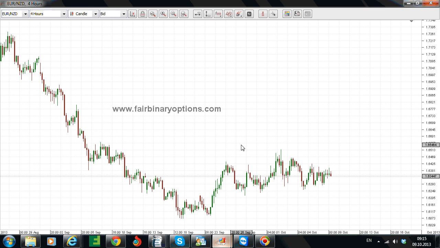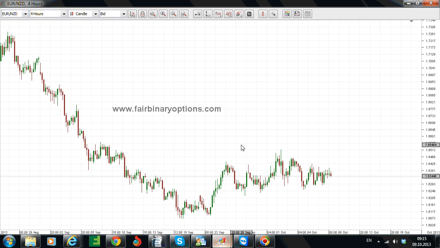We'd like to show you a classical example for buying calls on the Euro New Zealand dollar asset. And the reason for that is of course technical, nothing else. And this technical setup calls for a double three running.